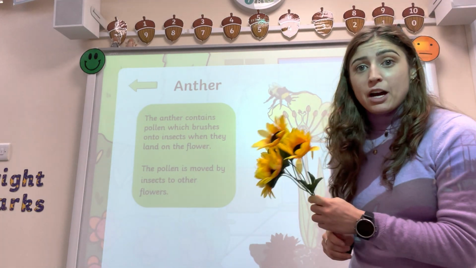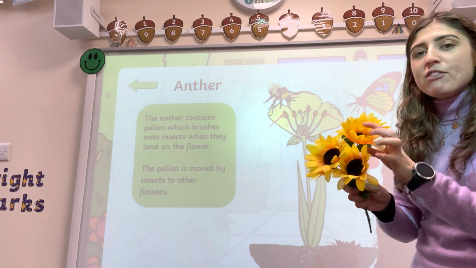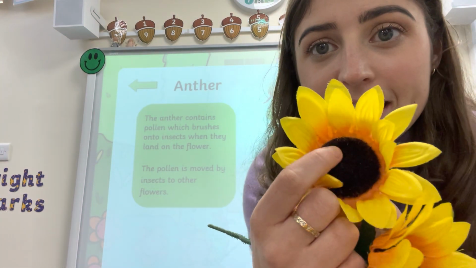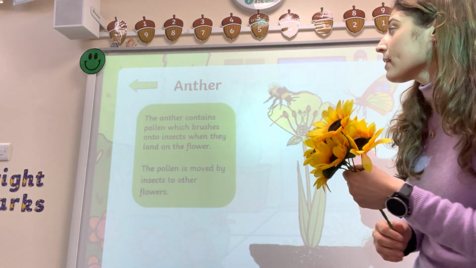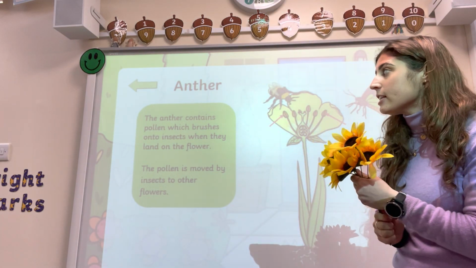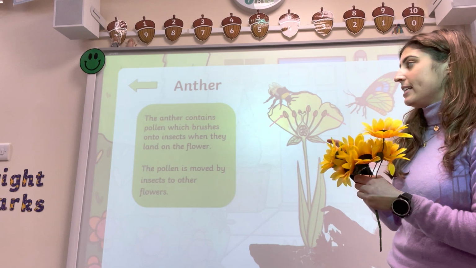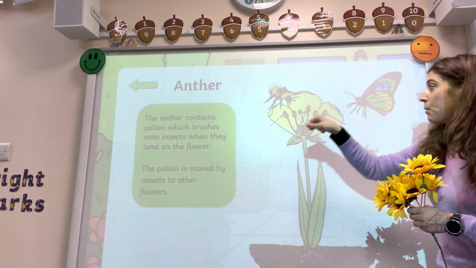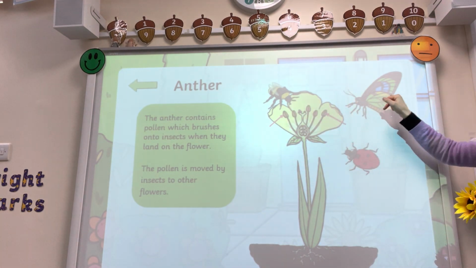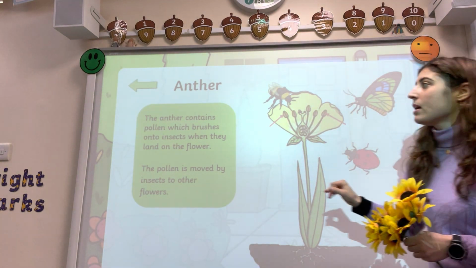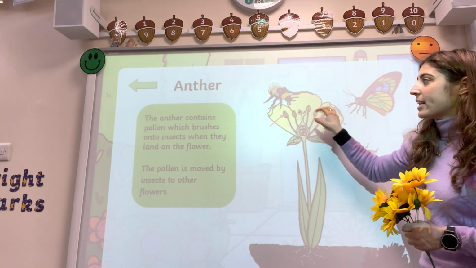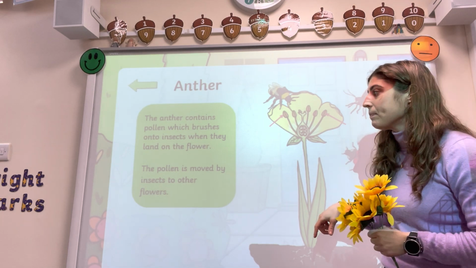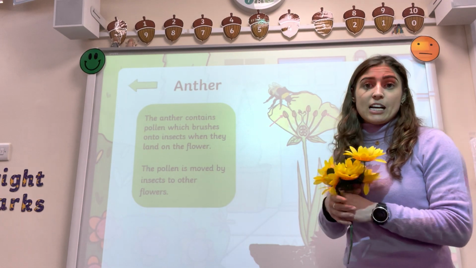Okay, the anther. Now remember, we haven't really got anthers like this presentation shows, but we've just got to pretend that they're right in there and we just can't see them, okay? The anther contains pollen which brushes onto insects when they land on the flower. So look, there's the insects landing on the flower. We've got the bumblebee, the butterfly and the ladybird now. So the anther contains pollen which brushes onto the insects when they land on the flower. The pollen is moved by the insects from other flowers.